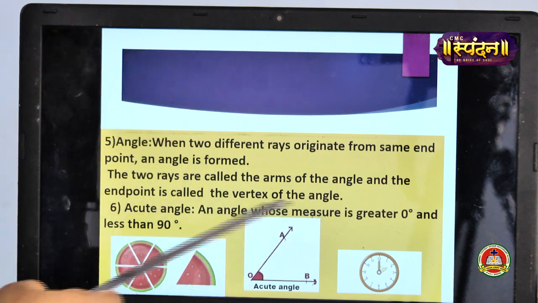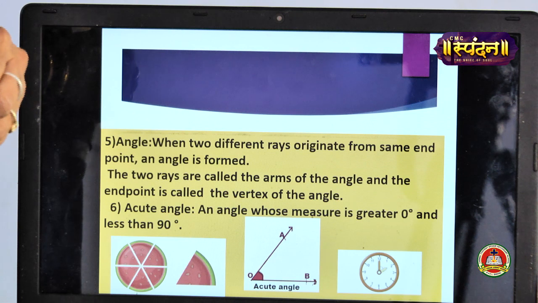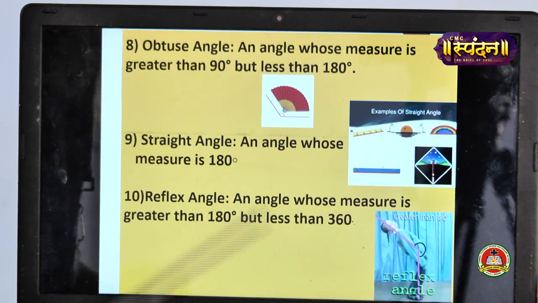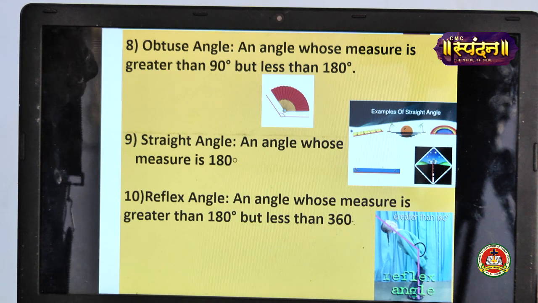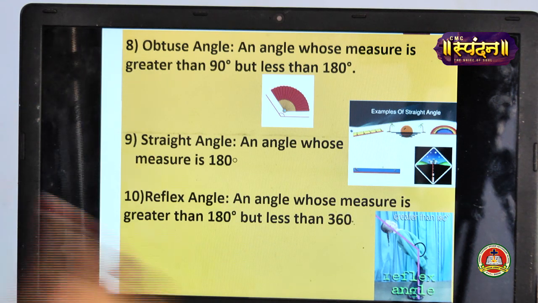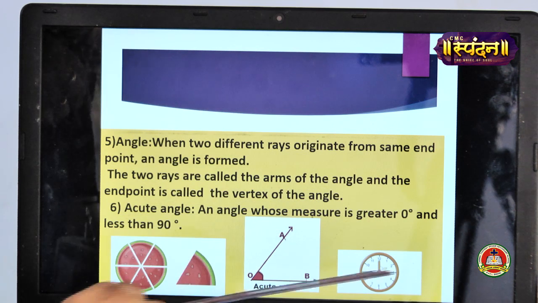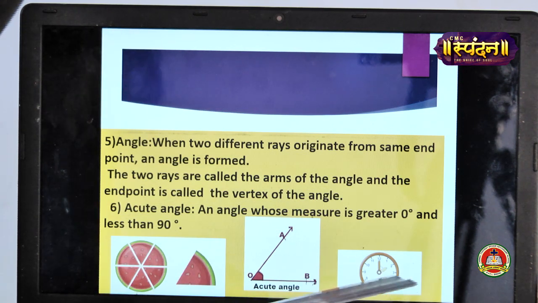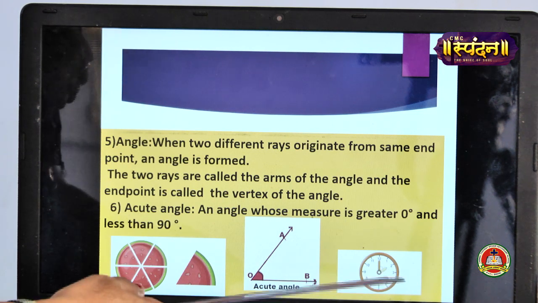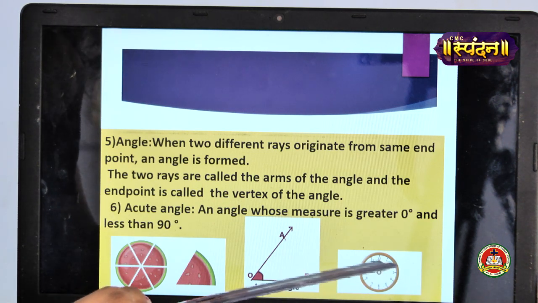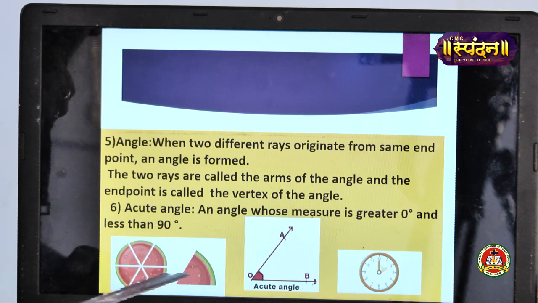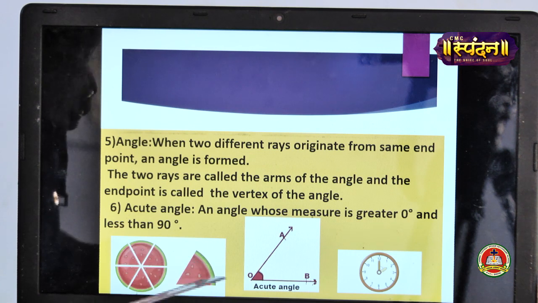Next is acute angle. What do you mean by acute angle? An angle whose measure is greater than 0 degree and less than 90 degree is called an acute angle. Here you can see some examples of acute angle. I have shown the clock over here, which is showing 2 o'clock. Since this clock is showing 2 o'clock, the angle formed over here is an acute angle, and here you have pieces of pizza, which show the acute angle.